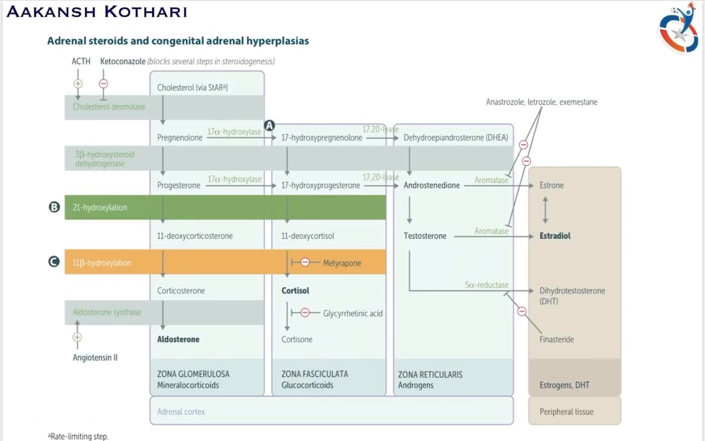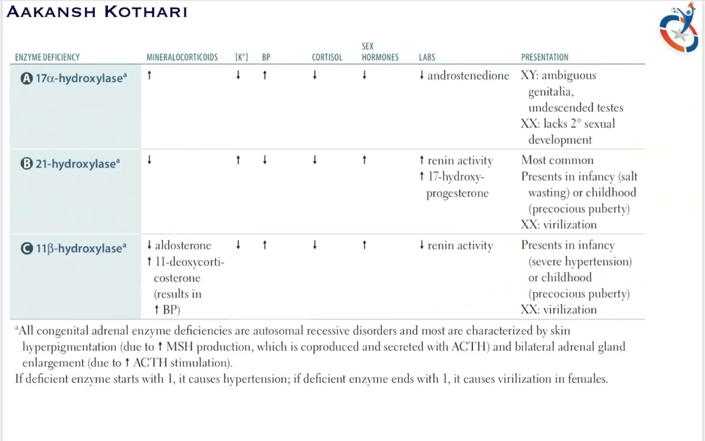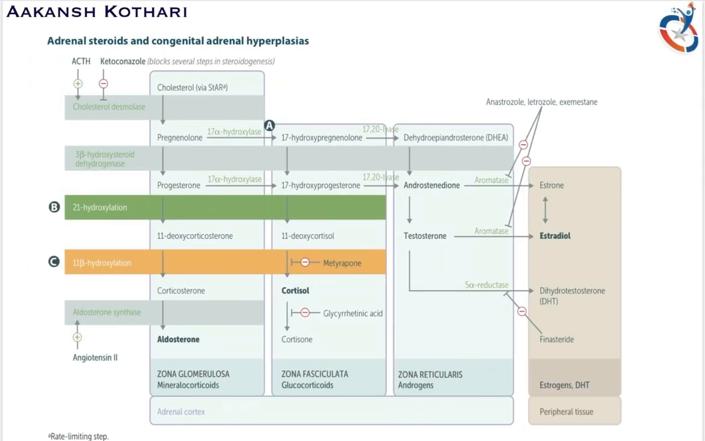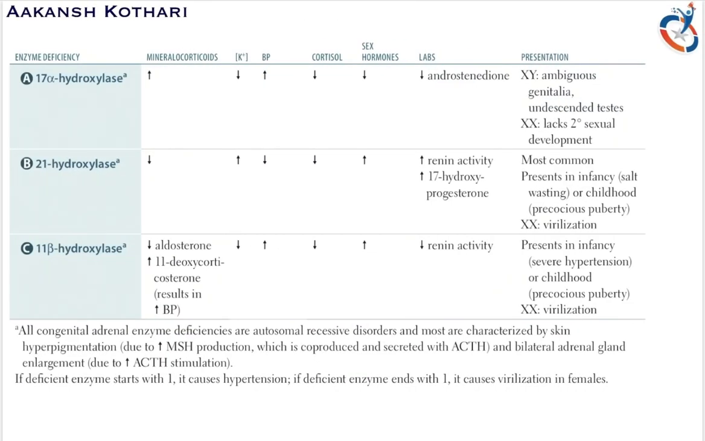Now let us talk about the second enzyme, which is 21 hydroxylase. What happens in 21 hydroxylase deficiency is there is improper production of aldosterone. That means this step is inhibited. So, there is less production of aldosterone and cortisol. Yes or no? So, there is less production of mineralocorticoids and cortisol.